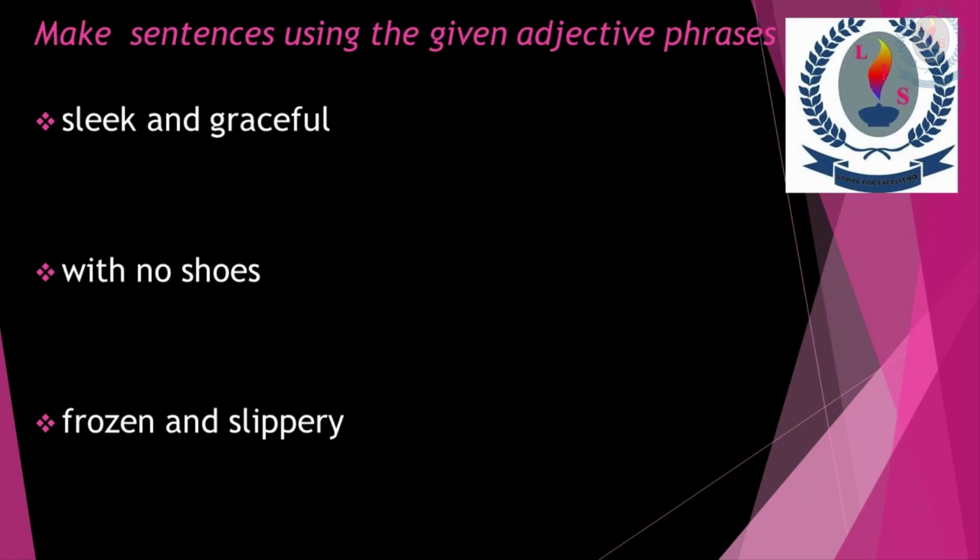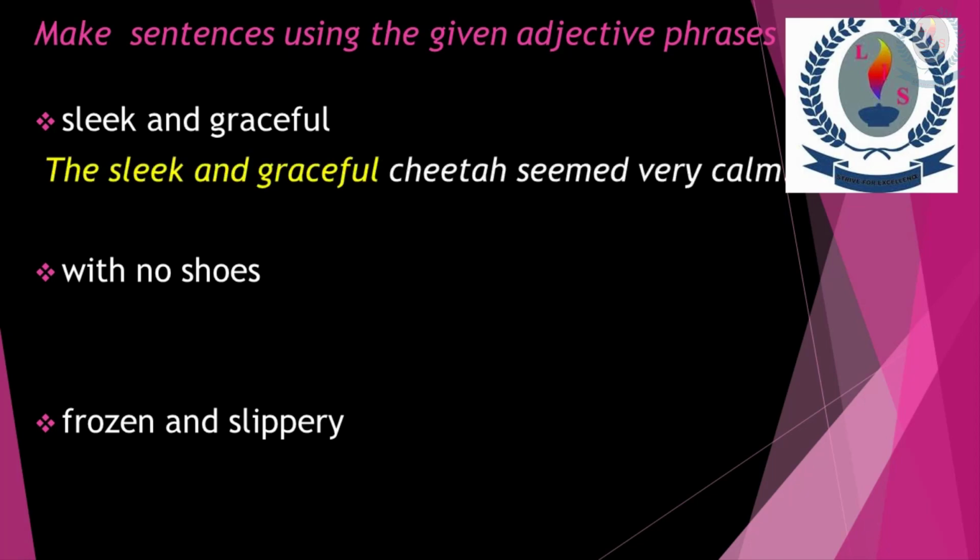Number 1. Sleek and graceful. Sleek means shiny. Graceful means elegant. What could be sleek and graceful? Maybe an object. Maybe an animal. So, I have taken this adjective phrase to describe a cheetah. Look at the example. The sleek and graceful cheetah seemed very calm.